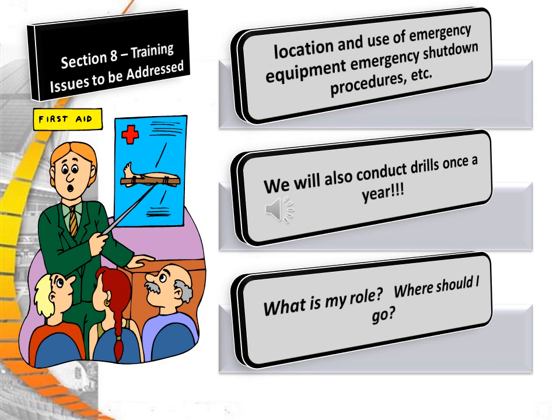Additional training issues will be the location and use of emergency equipment, emergency shutdown procedures, practice drills at least once a year, so that employees can ask the question, what is my role? Where should I go?